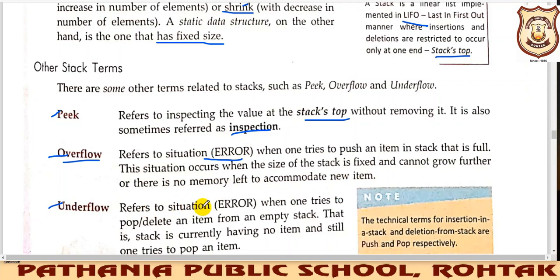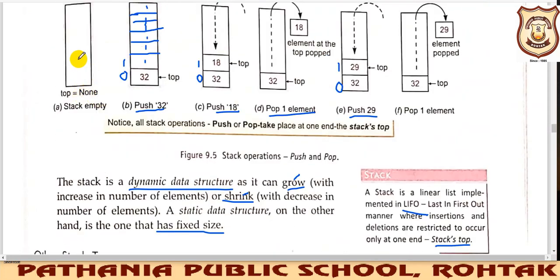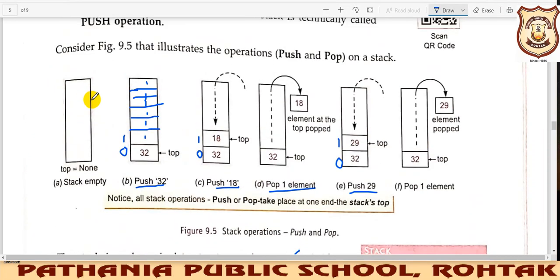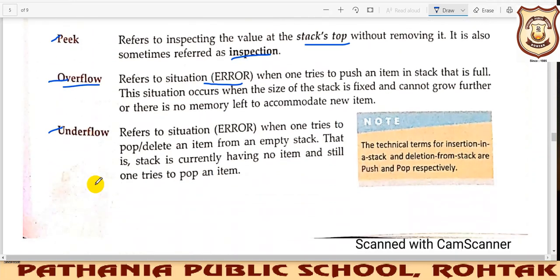Next is underflow, means there is nothing inside the stack and you're trying to remove one element. How could it be? If one element is there and I'm trying to remove it, then definitely it will get removed. But if there is nothing inside the stack and still I'm giving a command to delete one element from it, how could it be possible? So in such situations where the stack is already empty and we are trying to remove one element out of it, that situation is known as underflow.